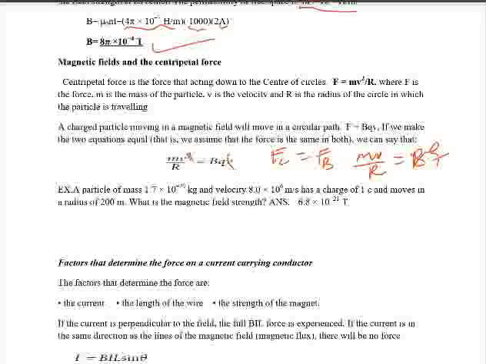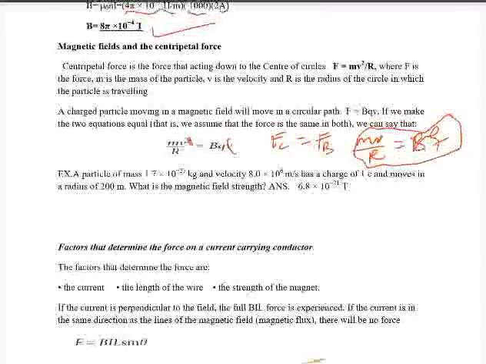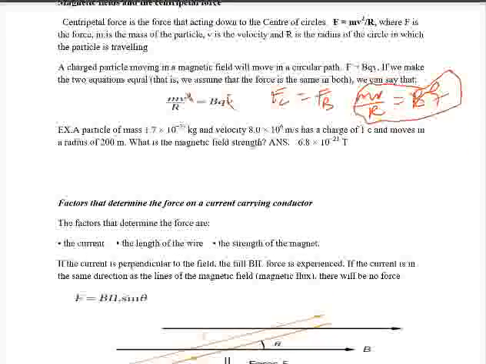Here we have 5 variables. By rearranging, you can get 5 different equations. Therefore, by using this, you can determine the value which you are asked. For example, here we have a mass, a velocity, and a charge. This one is mass, and this one is velocity, this one is charge q, and it moves in a radius of this much, and you are asked to determine what?